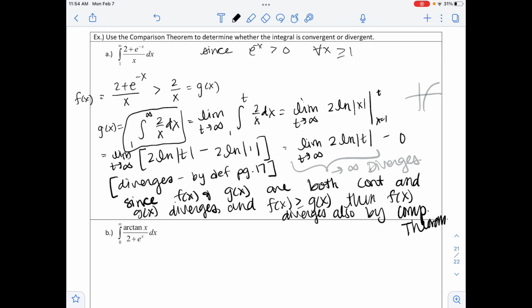And so we have one more example here that I'm going to go ahead and circle, and we will look at this one together in class.